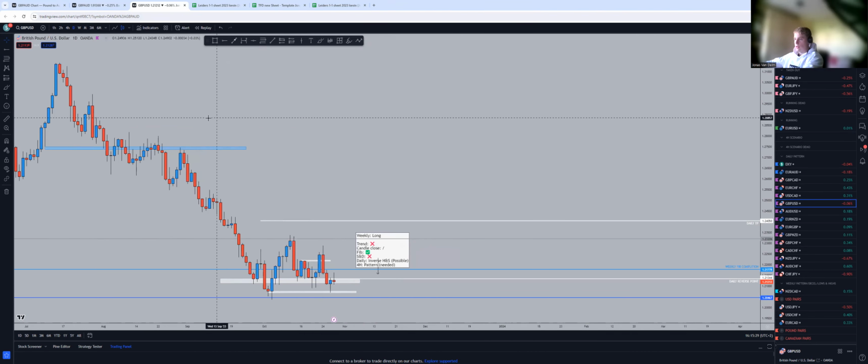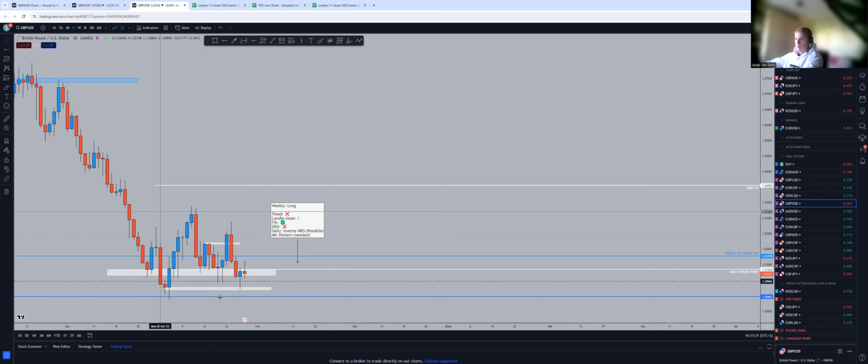Then GBP USD, we made here an inverted head and shoulders, but actually that trade wasn't fitting the criteria, so actually I needed to put it out.